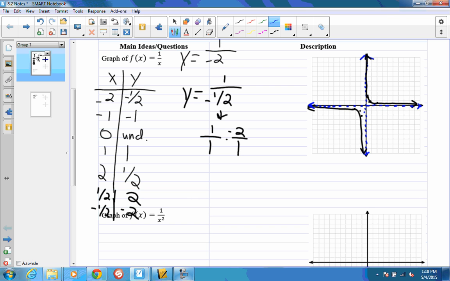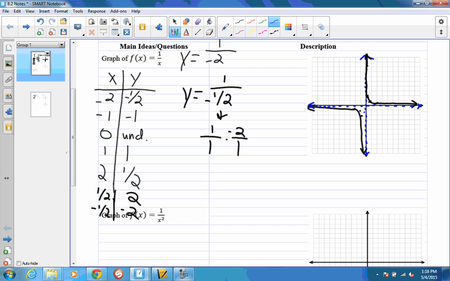There's no number. I can't use 0 because that's undefined. You can plug in a million, right? If I plug in a million for x, that's 1 over a million. I can plug in 50 billion, and it's 1 over 50 billion. That's a tiny number, but it's not 0. So there's no number I can plug in for x that's going to get me 0.